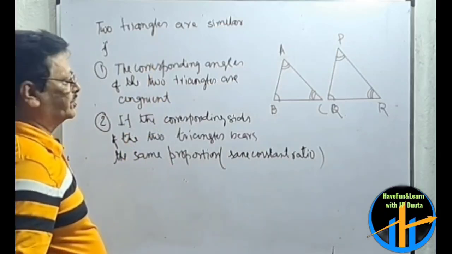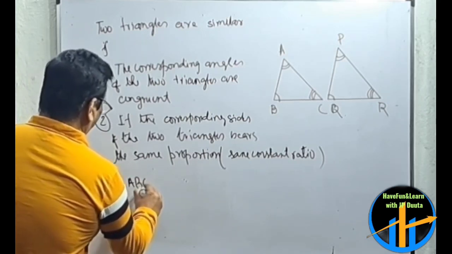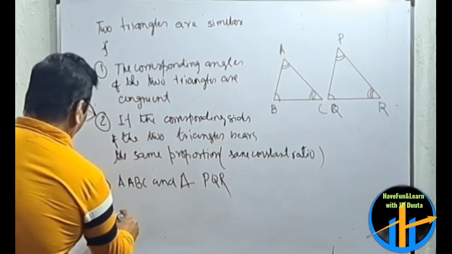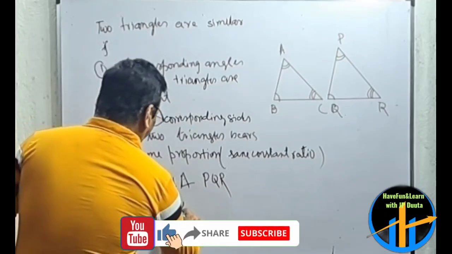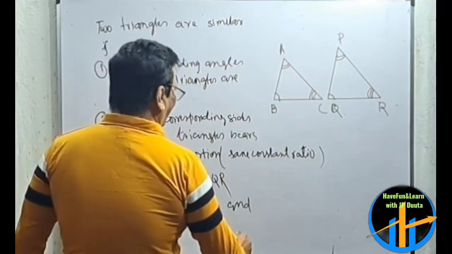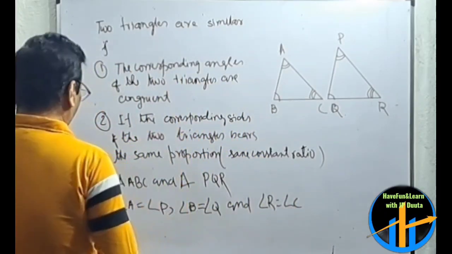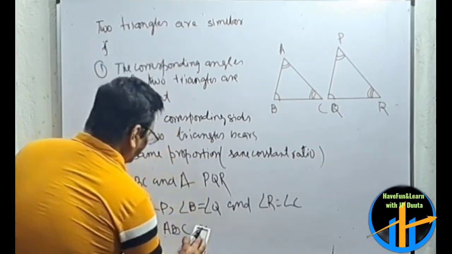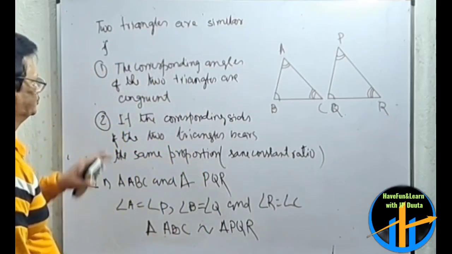Right. Now if you look at these two triangles, you see that in triangle ABC and triangle PQR, we have angle A is equal to angle P, angle B is equal to angle Q, and angle R is equal to angle C. Therefore, triangle ABC is, let's use a symbol, similar to triangle PQR. So this is basically what it is.